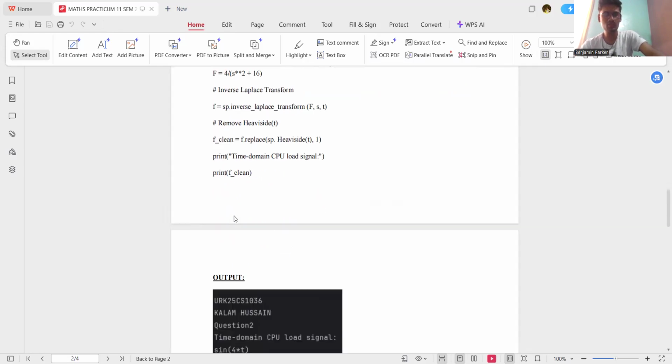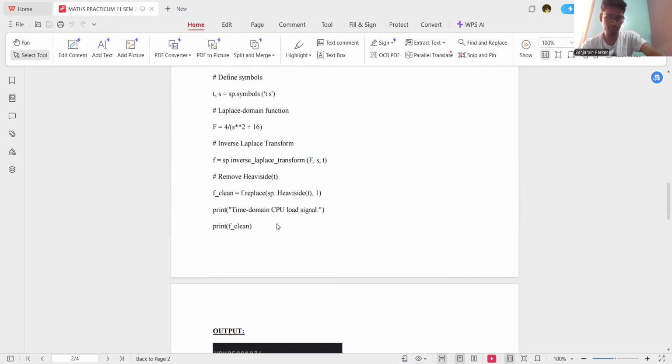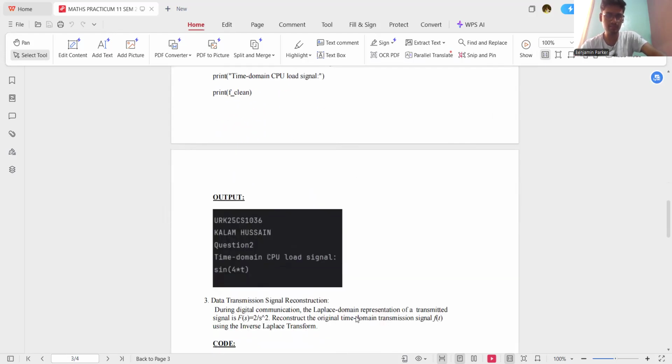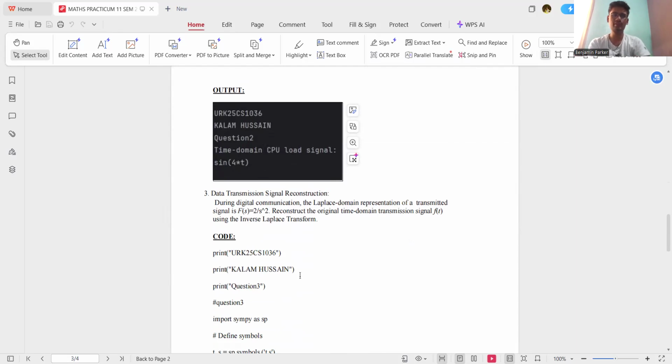On to the output, which provides the time domain CPU load signal, and it will print the output, which is sin(4t), because this is applied accordingly to the code. And on to the third one, which is data transmission signal reconstruction.